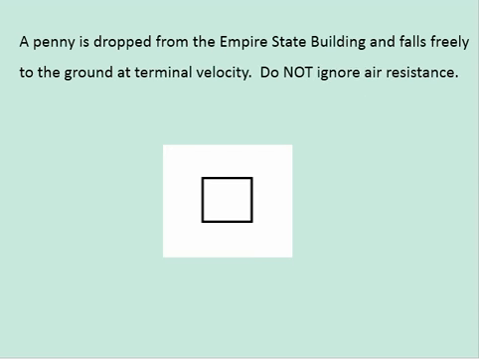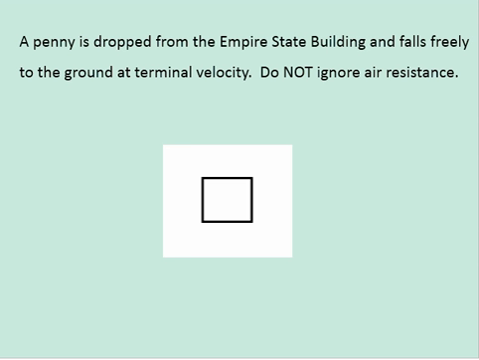All right, let's go to another one. Here's the same penny being dropped by the Empire State Building. We're still not ignoring air resistance, but it tells us that it's traveling to the ground at terminal velocity. Now, you may have heard that term before. Terminal velocity is the speed that falling objects reach when the air resistance balances out the force due to gravity and you no longer accelerate.